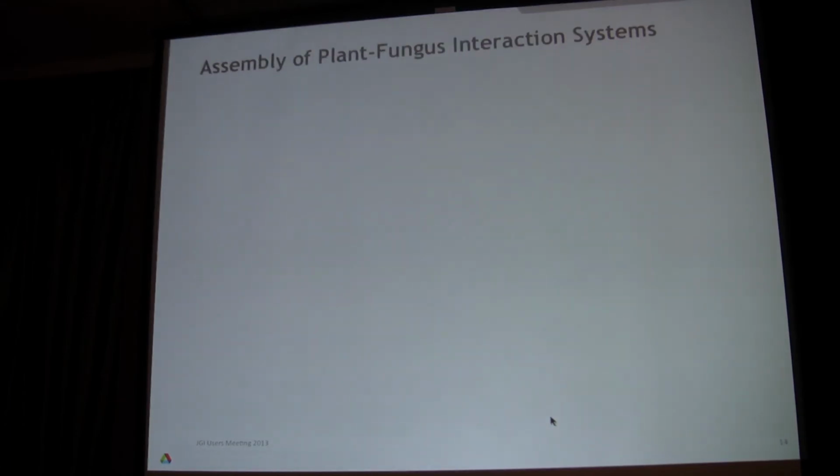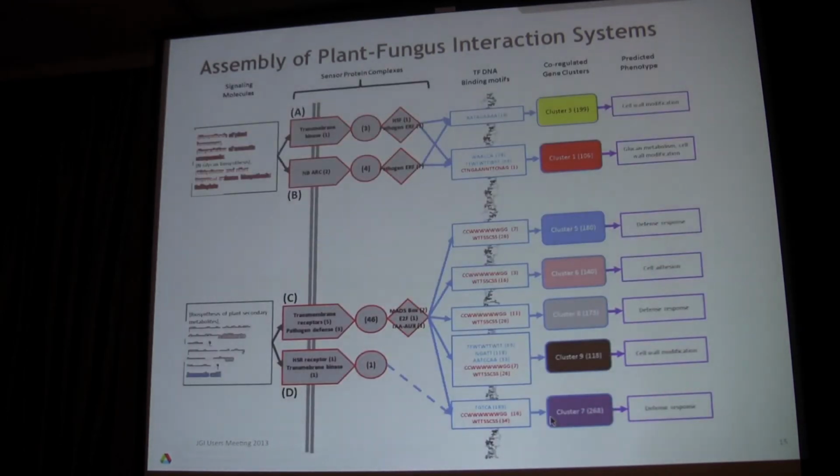We can use this to assemble a complete model of our interaction system. So we have specific signals, specific receptors, driving particular activities of transcription factors via these signal cascades. These are the predicted binding factors driving clusters that have particular predicted phenotypic responses.